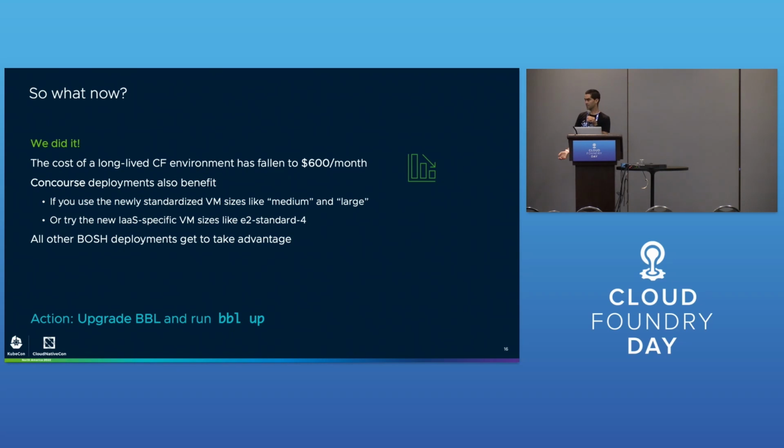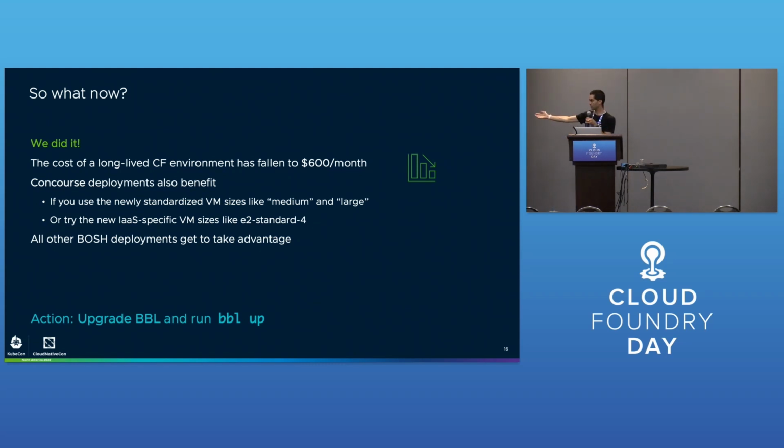Concourse benefits, any BOSH deployment benefits if you're using the standardized VM sizes: small, medium, large, small high mem, minimal, medium high mem. We only standardize a handful of VM sizes. And if you want to take advantage of the new VMs, you can name them directly too. There are new sizes available. On Google, you'll get E2 standard 4, and on AWS, you'll get M5A X large, whatever.